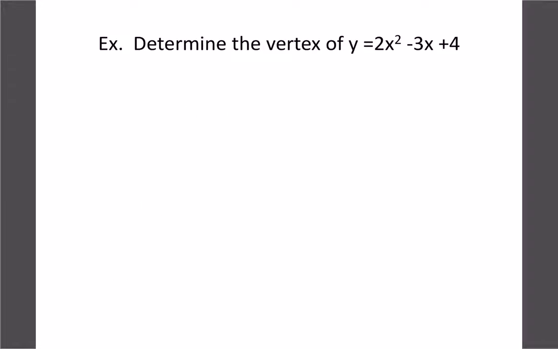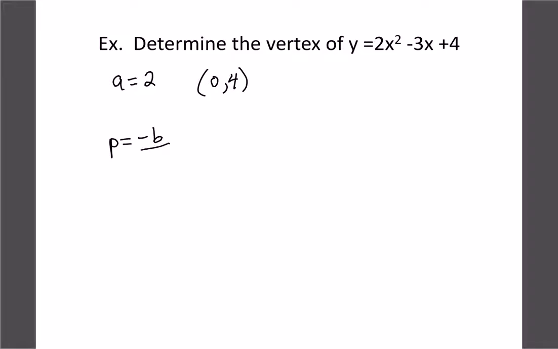So let's do a practice question here. This one says, figure out the vertex of 2x squared minus 3x plus 4. Once again, let's do the same things. Our a value is 2. Our y-intercept is 4, so that means we have a coordinate at (0, 4). The only thing we've got left to figure out is p.